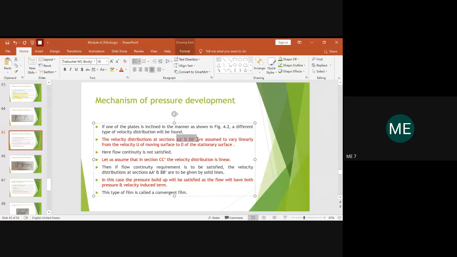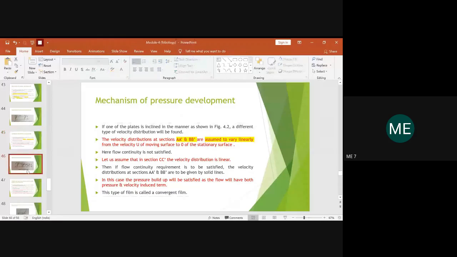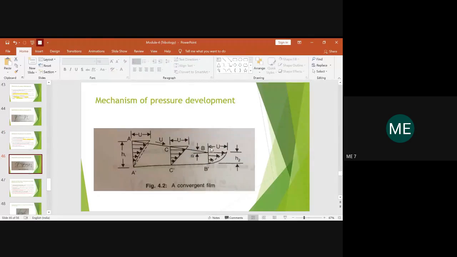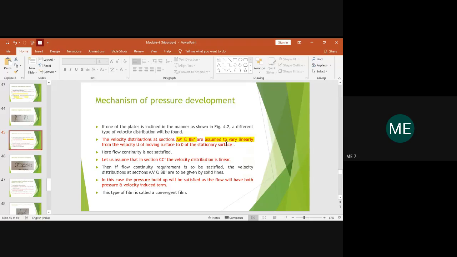First, we will focus on A dash and B dash. Here the velocity distribution at sections A dash and B dash is assumed to vary linearly. This is the assumption we are taking. This is section A dash, and this is section B dash. The velocity distribution of the oil film is assumed to vary linearly even though the plate is in an inclined position. It does not have any inclination with respect to the plane of the plate which has been inclined. It is varying linearly only. The same assumption has been taken.